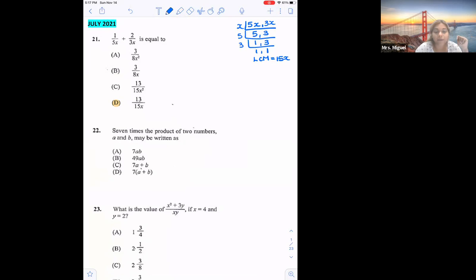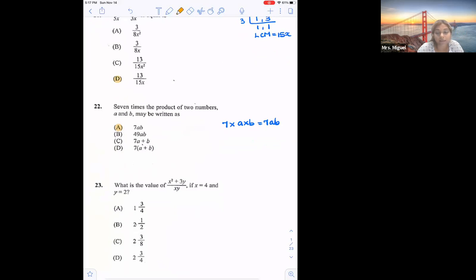7 times the product of two numbers, A and B, is simply 7AB. Number 23 is one that comes regular. It's popular, so you all try and remember it.